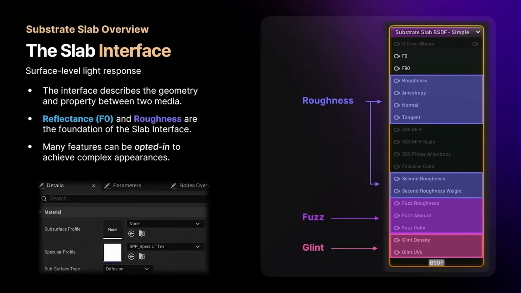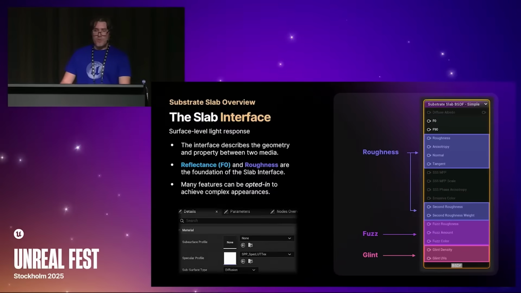The interface also supports several opt-in features that allow you to build more complex light interactions when needed, including anisotropy, fuzz, secondary roughness, glints, specular profile, which is assigned to the slab directly, and rough refraction. If you don't use these features, there's no performance cost. The system is designed to be efficient by default.